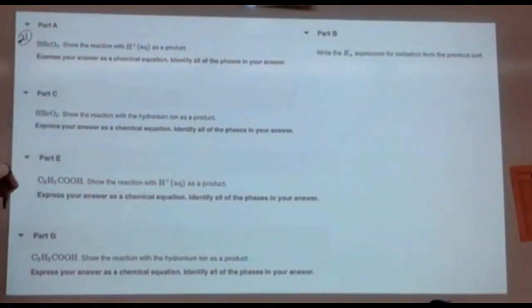Now, will your acids be the same? Maybe. All right, it all depends.